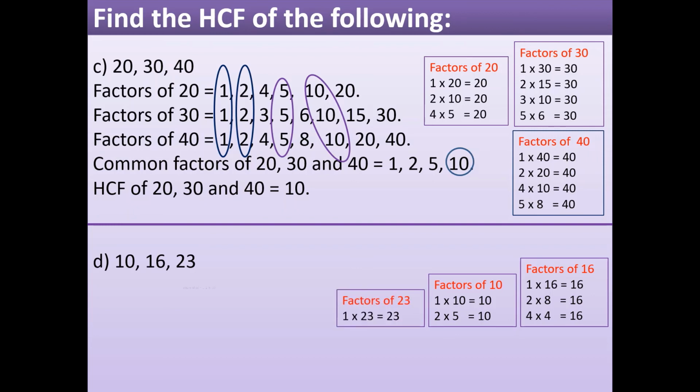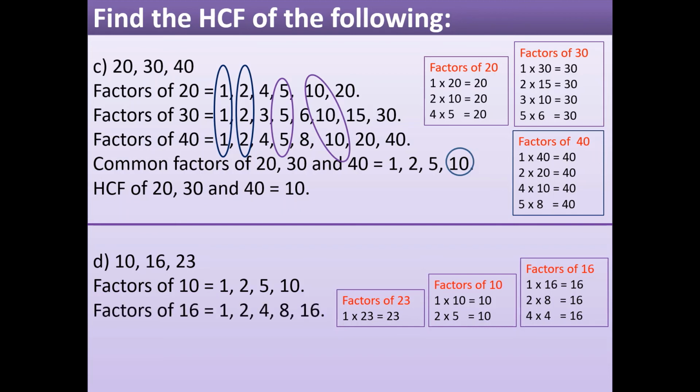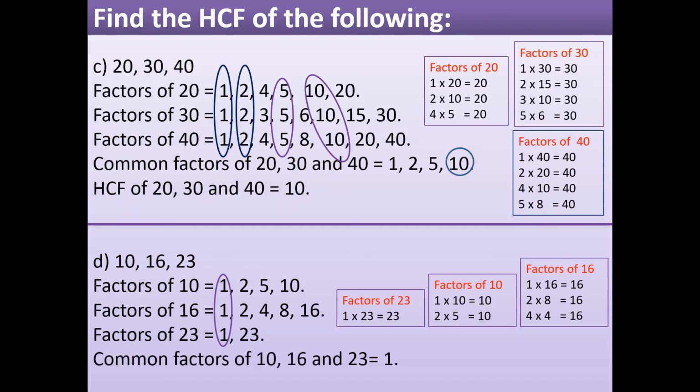So the factors of 10 is equal to 1, 2, 5 and 10. Factors of 16 is equal to 1, 2, 4, 8 and 16. And factors of 23 is equal to 1 and 23 only. Let's find the common factors. So the common factors of 10, 16 and 23 is equal to 1 only. And the HCF of 10, 16 and 23 is equal to 1.